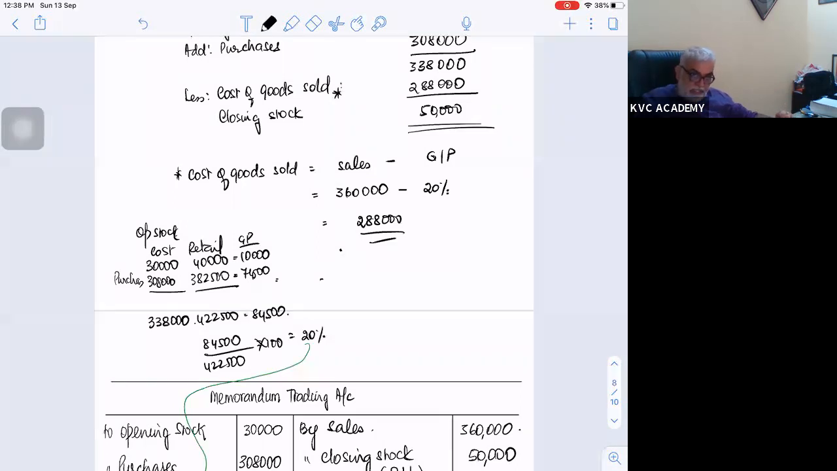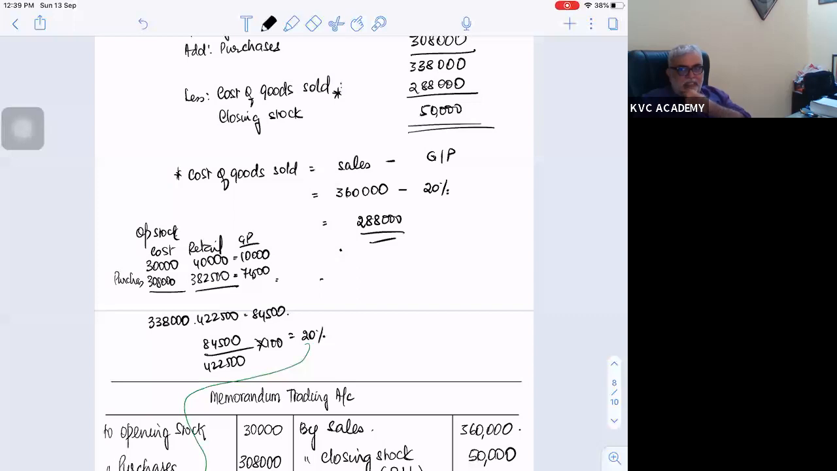Okay. So this 30 plus 308 becomes 338 as far as cost is concerned. In the retail prices, opening stock plus purchases becomes 4,22,500. The difference there is 84,500. So that difference, the gross profit, I divided upon sales, because the gross profit formula is GP upon sales into 100. That's how I get 20%. Is it clear, Shruti? Thank you. Now keep doing this, please.